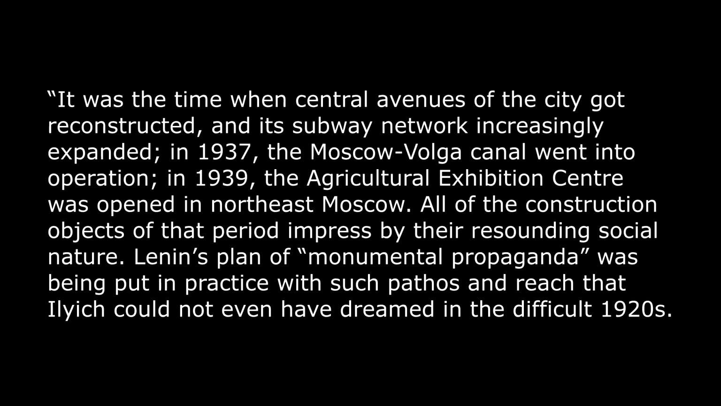"It was the time when central avenues of the city got reconstructed and its subway network increasingly expanded. In 1937, the Moscow Volga Canal went into operation. In 1939, the Agricultural Exhibition Center was opened in northeast Moscow. All the construction objects of that period impress by their resounding social nature. Lenin's plan of monumental propaganda was being put in practice with such pathos and reach that Ilyich could not even have dreamed it in the difficult 1920s.